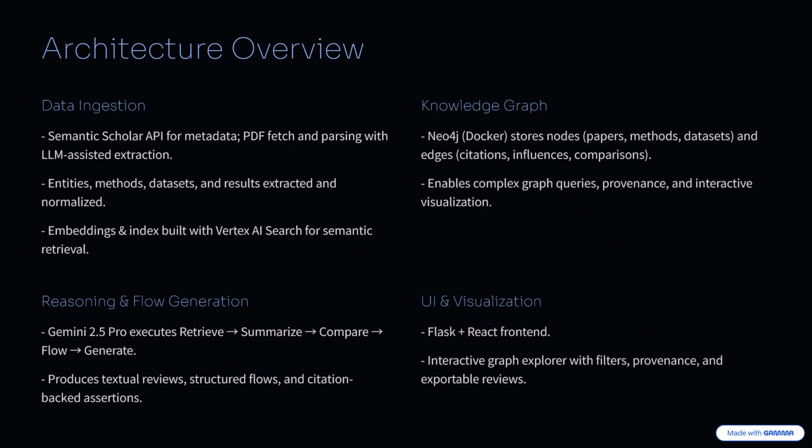Secondly, reasoning and flow generation, where we use Gemini 2.5 Pro, which executes retrieval, summarization, and comparison with flow generation. This produces textual reviews, structured flows, and citation backed assertions. Further, the knowledge graph uses Neo4j with Docker deployment in a local system, which stores nodes as papers, methods, and datasets, and edges which indicate influences across the papers, citations, and comparisons. It also enables complex graph queries and interactive visualization.